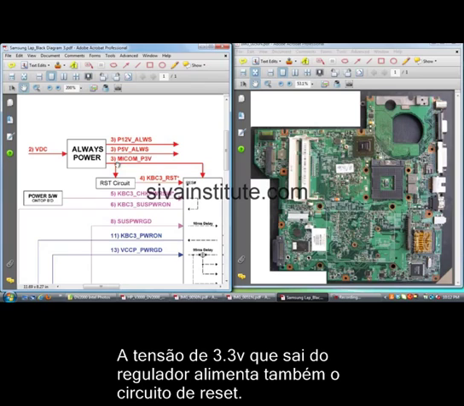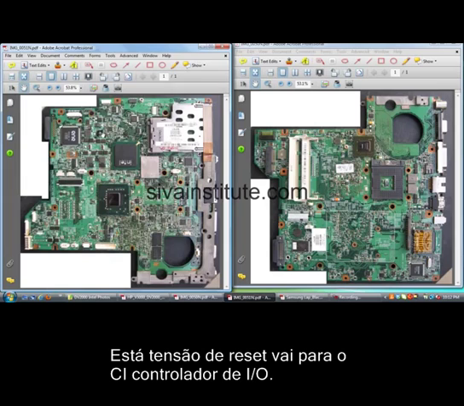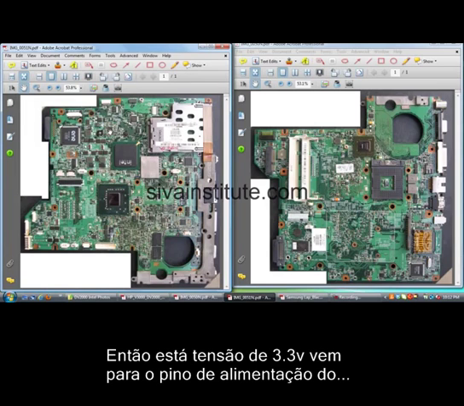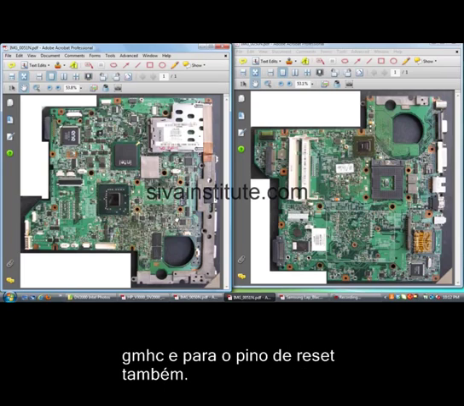From this regulator, 3.3 volts goes through the RST reset circuit. The reset voltage goes to the IO controller IC. So from this IC, 3.3 volts goes to this IC's supply pin and reset pin also.